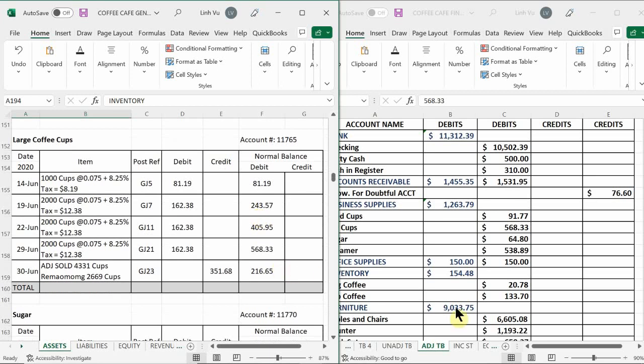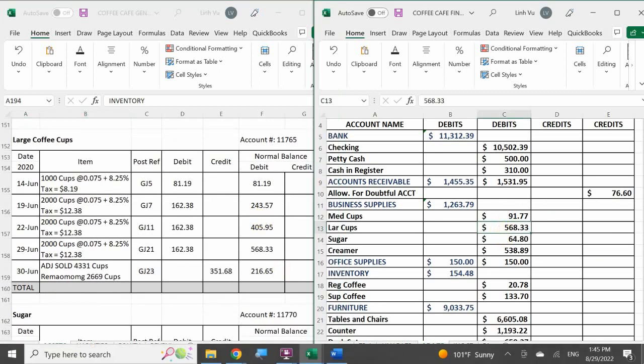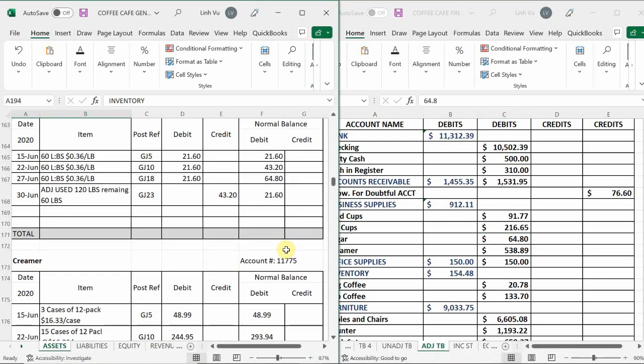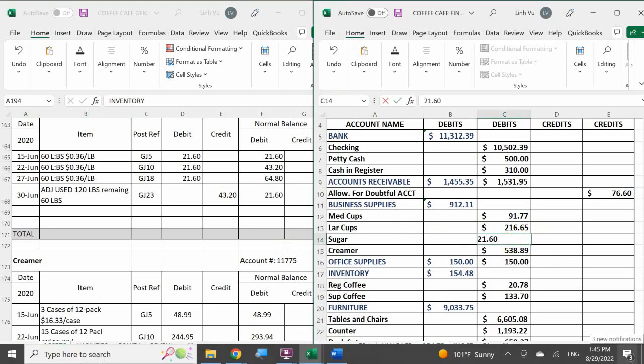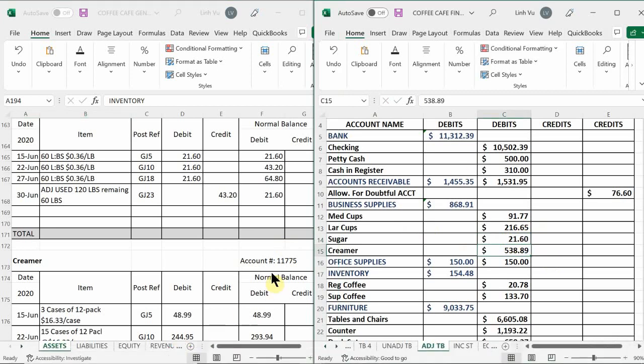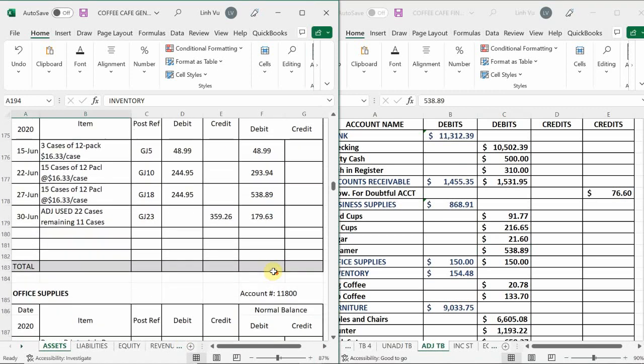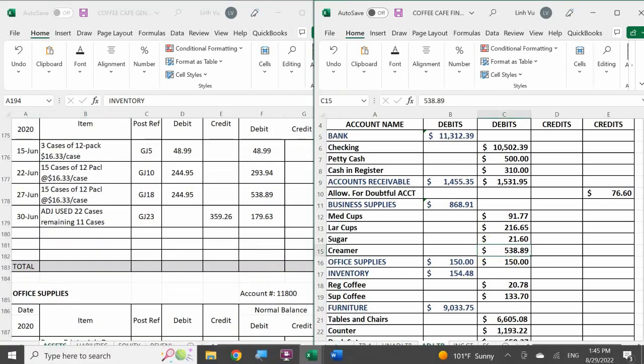My large cups, I currently now have $216.65. Okay. My sugar, I currently have $21.60. Okay. And lastly, my creamer, I have a total of $179.63. So in grand total, I only have $509.65 worth of business supplies left remaining, right?